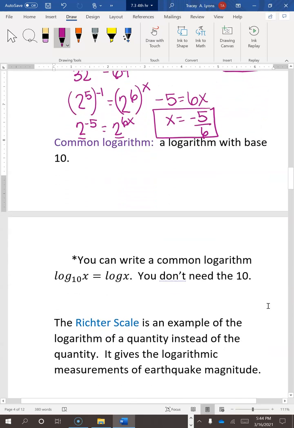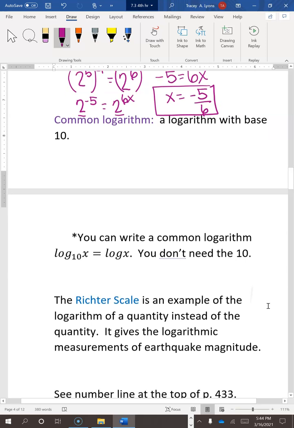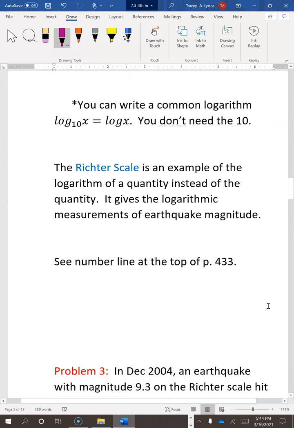A common logarithm is a logarithm with base 10. Sometimes they write it, sometimes they don't. So when you look at the next expression, you can write common log base 10 of x, which is the same as log x. So when there's no number right there, it's an automatic 10. You don't need to write it, but you can if you want to.